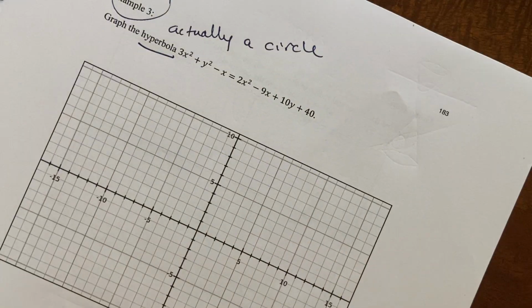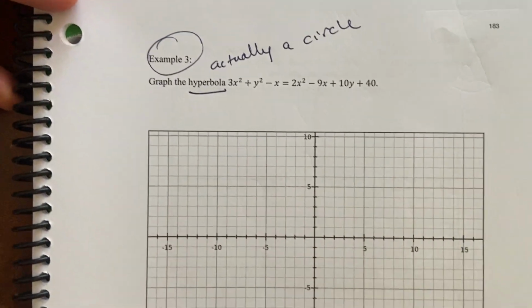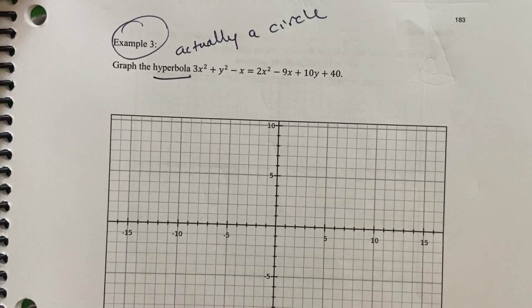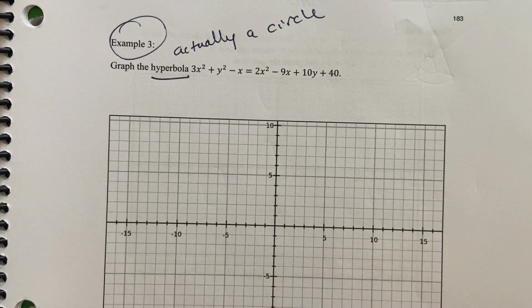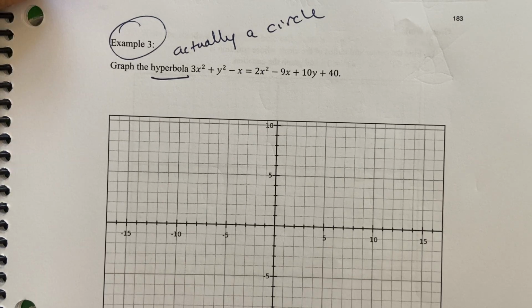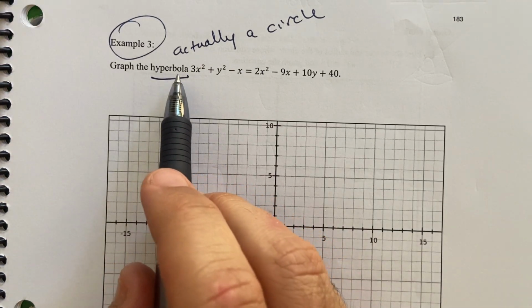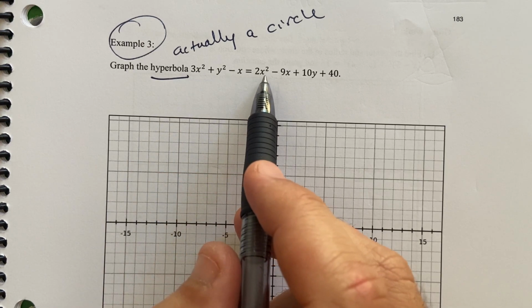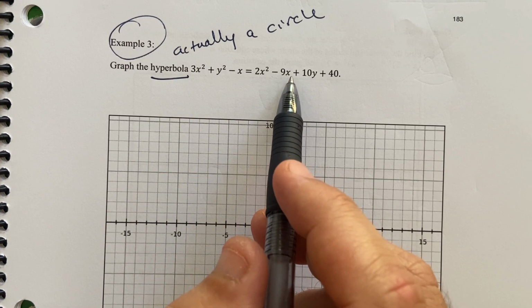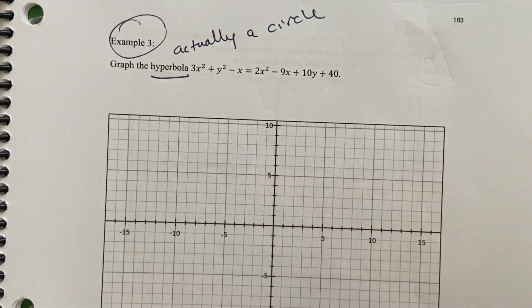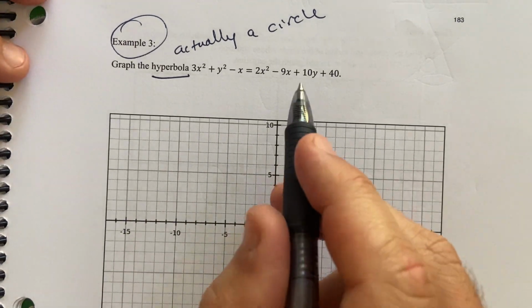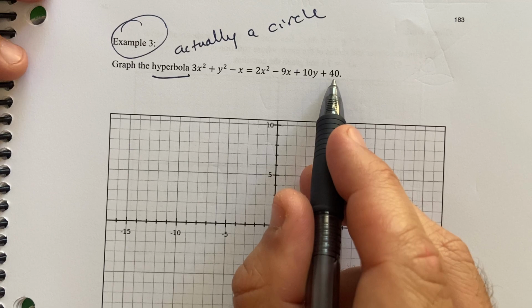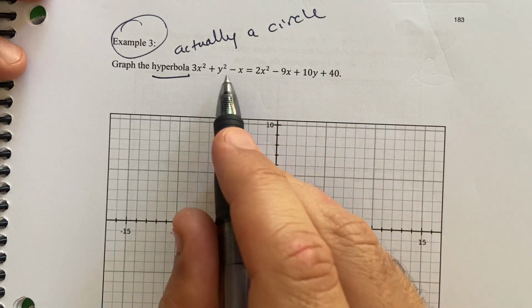So this one, I'll go ahead and do this one on page 183. It's actually a circle. I made a mistake, but we'll just get some circle practice here. It says graph the hyperbola. I believe it's actually a circle. So what I'll do is I'll get everything except the constant on one side. So I'm going to bring everything but this constant over this way.